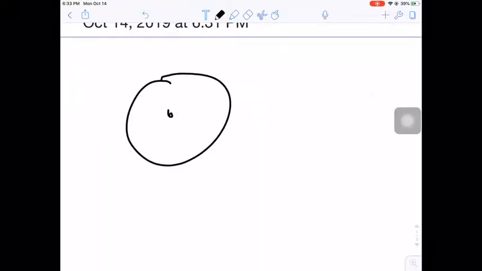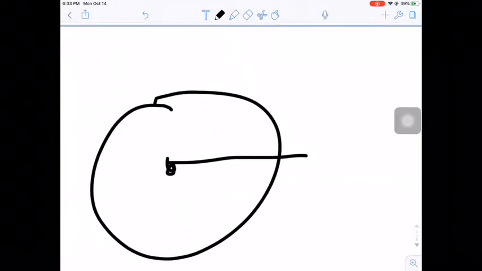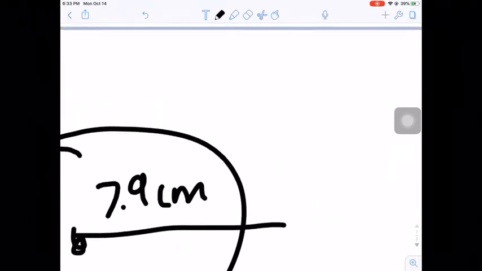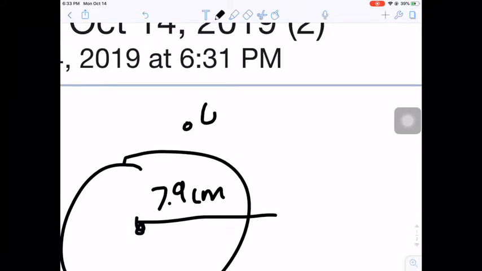First I'll draw the picture of the disk. So this is the radius, and the radius is 7.9 centimeters. And I'm just going to convert that to meters right away. So 0.079 meters. You just divide by 100 to get that.